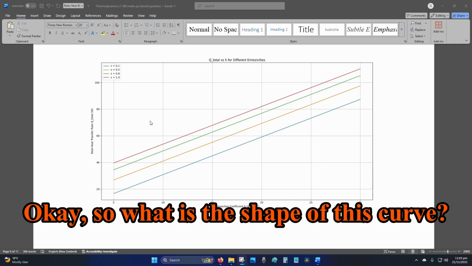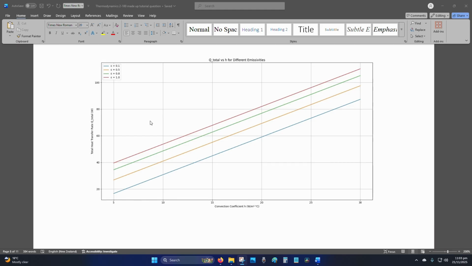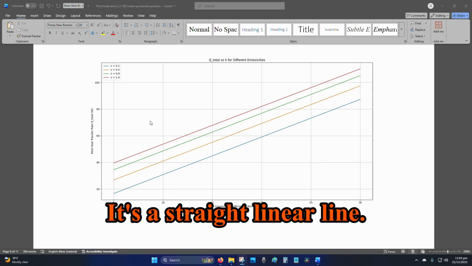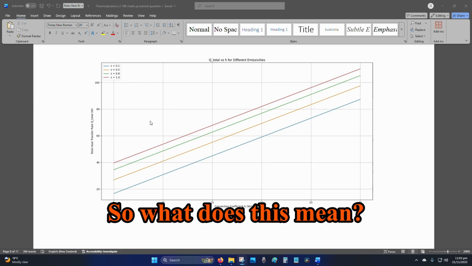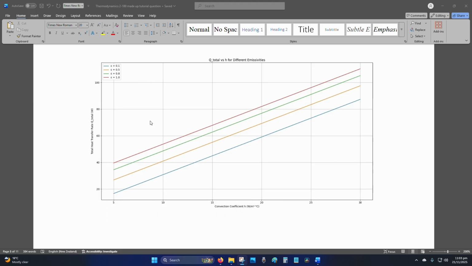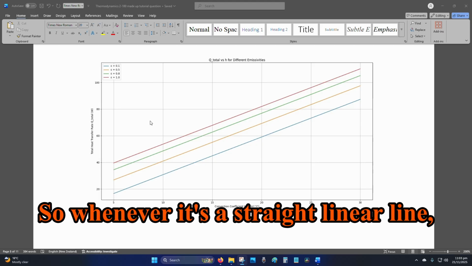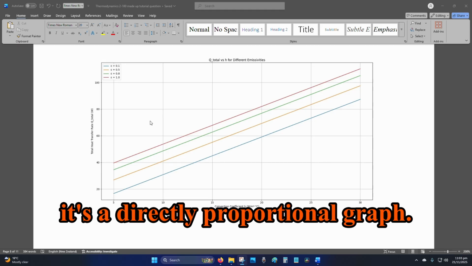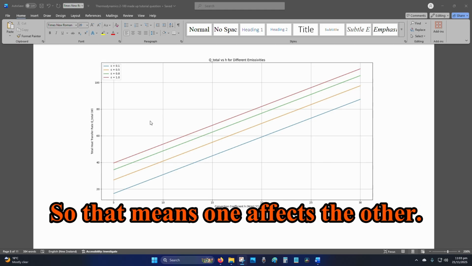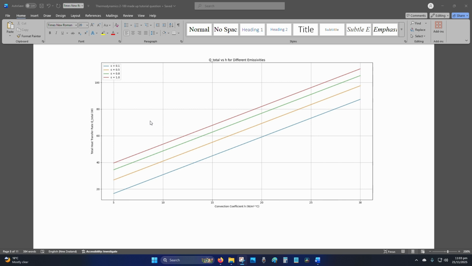Okay, so what is the shape of this curve? It's a straight linear line. So what does this mean? Whenever it's a straight linear line, it's a directly proportional graph. So that means one affects the other.